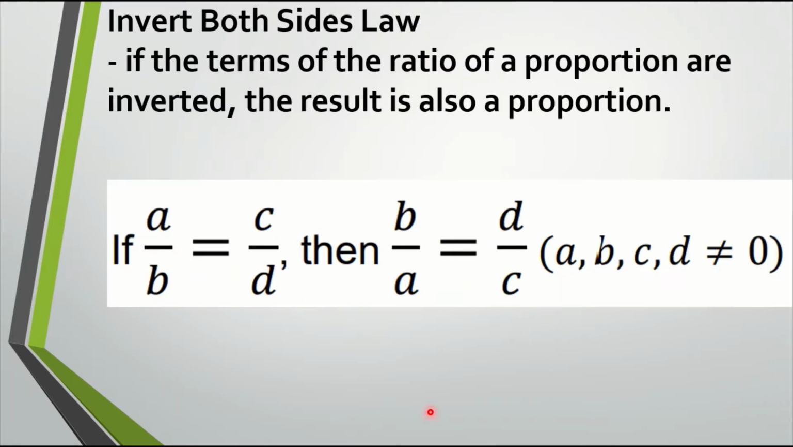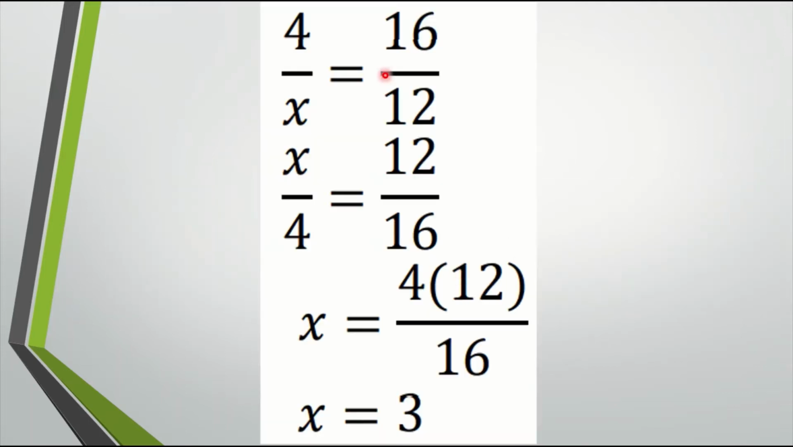Okay? Next, invert both sides law. If the terms of the ratio of a proportion are inverted, the result is also a proportion. If A over B is equal to C over D, then B over A is equal to D over C. So, nag-switch sila. Both. Okay? So, A, B, C, D must not be equal to 0 because they are now used as denominator.